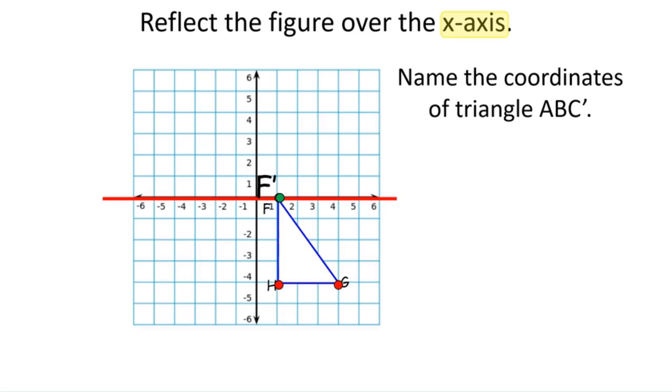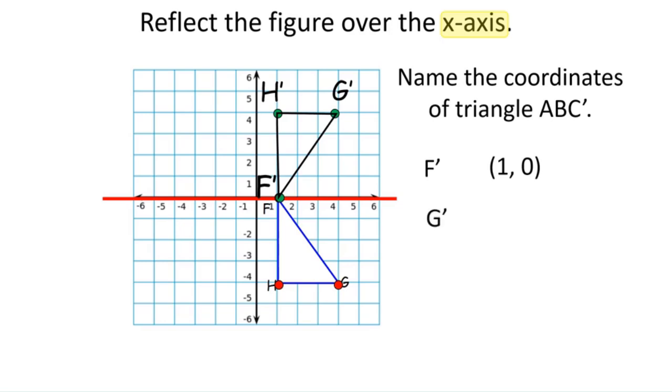G is going to flip from -4 to +4. And H is going to flip from -4 to +4 also. Then we will sketch our triangle and notice that it has flipped upside down. So let's look at our new coordinates. F stays at 1, 0.